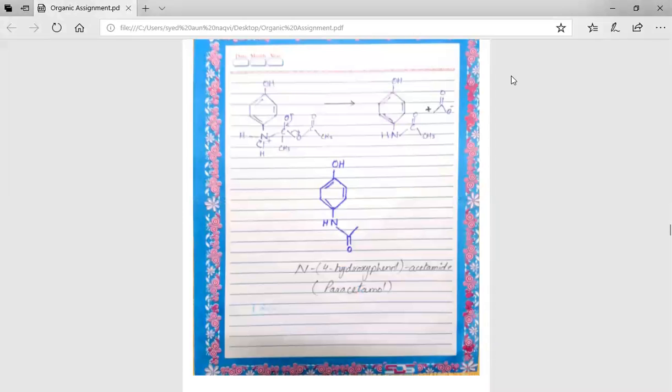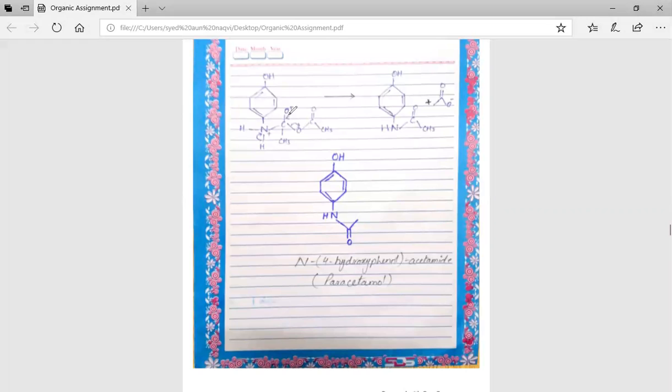And when this negative charge on the oxygen is again shifted towards the carbon-oxygen double bond, the carbon-oxygen bond moves towards the oxygen, and oxygen carries a negative charge, and we obtain an acetate ion as a result. And this acetate ion gets a proton and becomes acetic acid. So we have our final product, paracetamol, 4-hydroxyphenyl acetamide. So this is the synthesis of paracetamol.